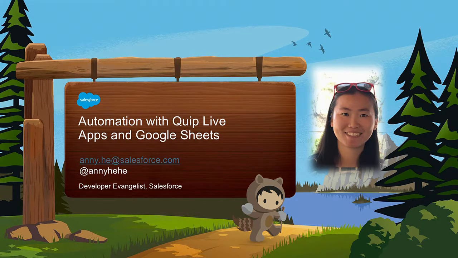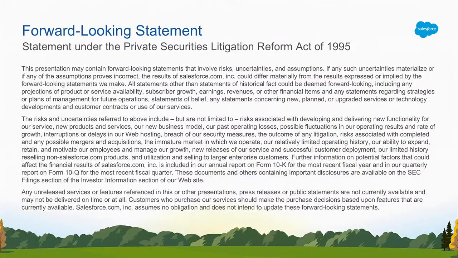Before I say anything else, I need to go over this fancy slide. The forward-looking statement, basically what it says, is base your purchasing decisions on what is readily available. Where you can find what's readily available, that's the investor relations page on Salesforce.com.